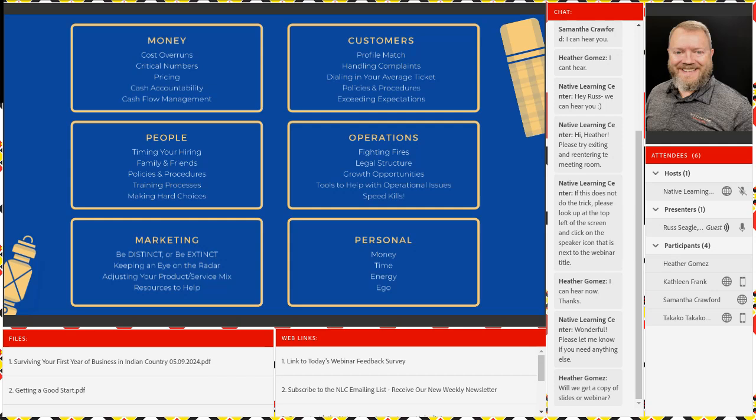But there are always going to be cost overruns, especially when you're building a new business. You're going to think, well, I'm going to buy these products at a discount, or I'm going to get these fixtures at a discount. And then all of a sudden you find out that discount went away the day before you placed the order.